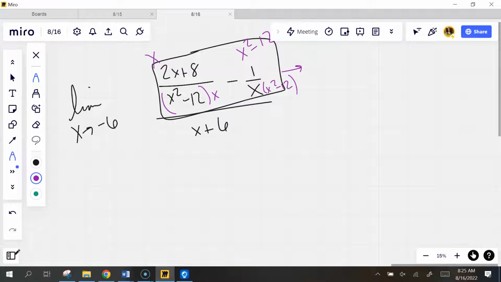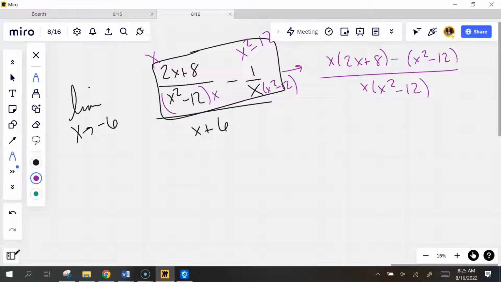Now combine your numerators. Caroline, you look like you're fixing to fall asleep. x times 2x plus 8 minus x squared minus 12 over. Is that confusing to y'all? Do y'all see what we did? Yes, it's confusing, or yes, you got it. It's not, okay. You sure?